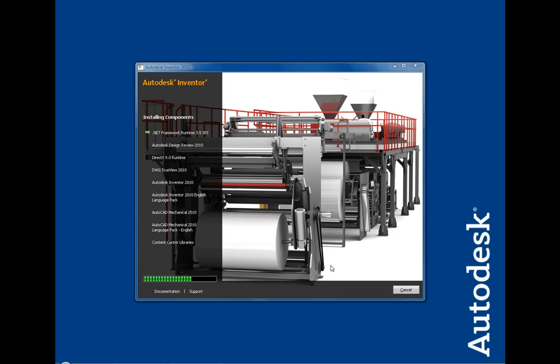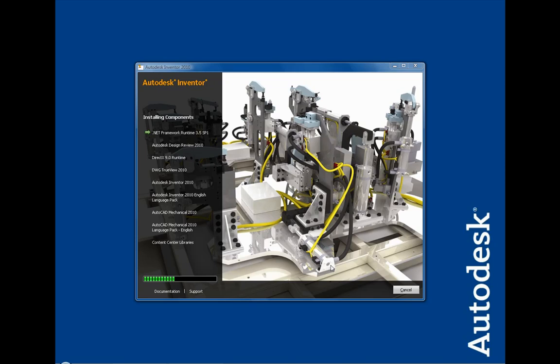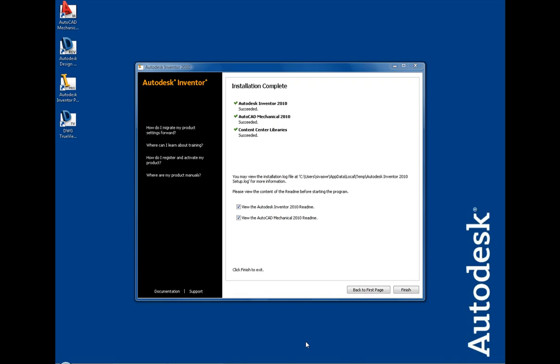This will take some time, so just leave it to install. Do not do anything else with your computer. Now our installation is successfully complete. You can review the installation README by choosing those options. Also, you can look at the installation log file from that location. It's done. Now I'll uncheck those two options for the README and then click Finish.